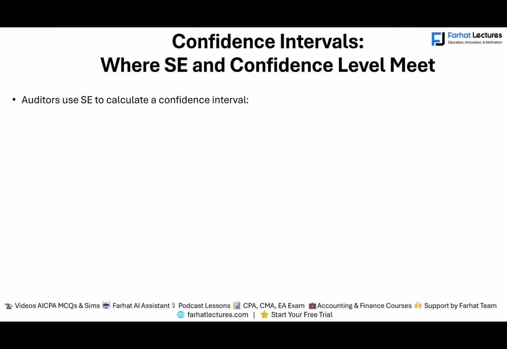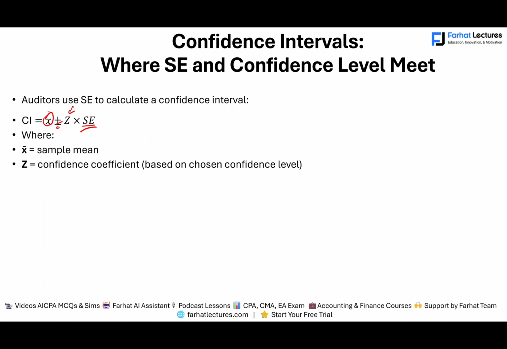Auditors use the SE to calculate a confidence interval. And here's the formula for it. Confidence interval equals X plus or minus the Z value times the SE, where X equals the sample mean, Z is the confidence coefficient based on the chosen confidence level, whether it's 68%, 95%, or 99%, those are the three common ones, and the SE is the standard error that will be given to you.